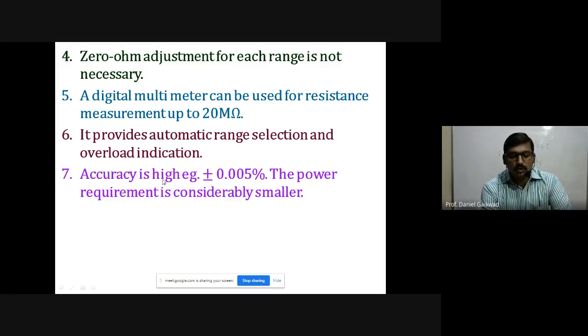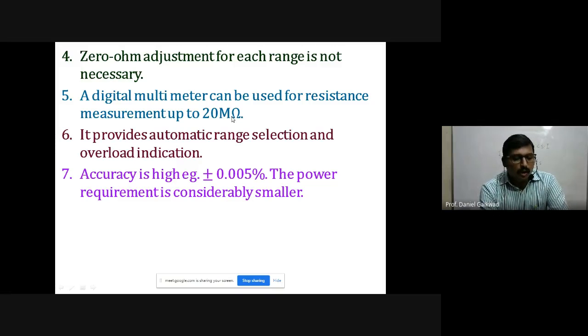Number next, accuracy is high, that is plus or minus 0.005%. The power requirement is considerably small. So here are the advantages of the digital multimeter over the analog multimeter that we discussed in short here.